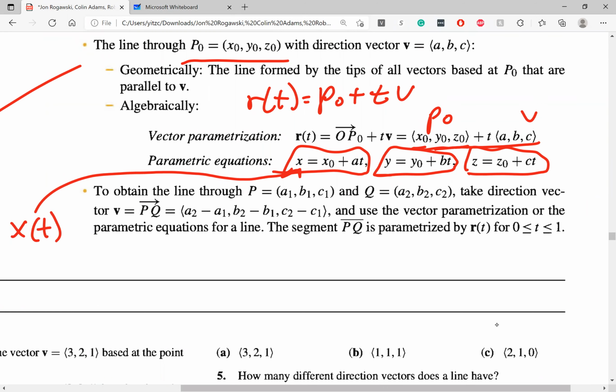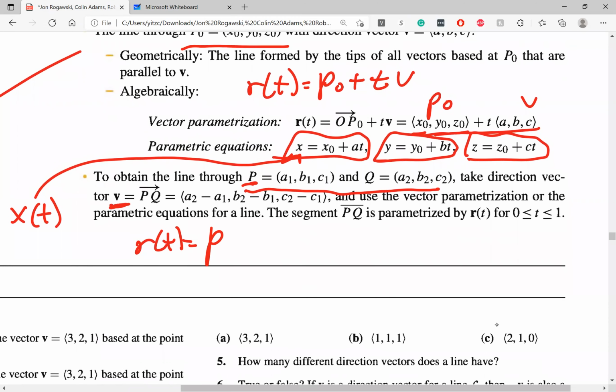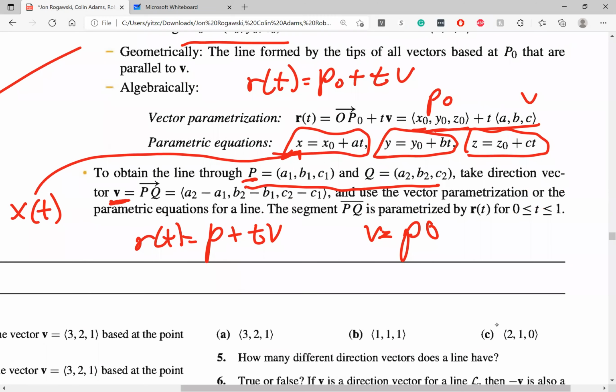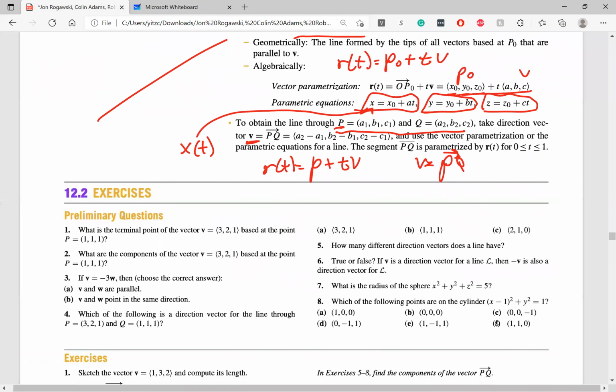If you then want to find the line going through 2 points, you create the vector between them, v, and then you use one of the points p to write R of t is equal to this p plus tv, where v is equal to the vector going from p to q. And that's the end of this section. Any questions?